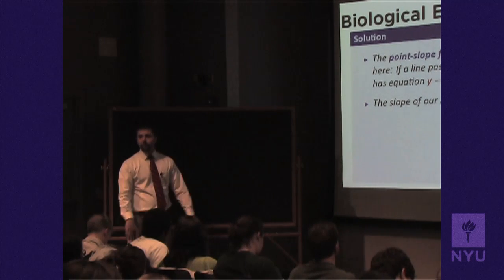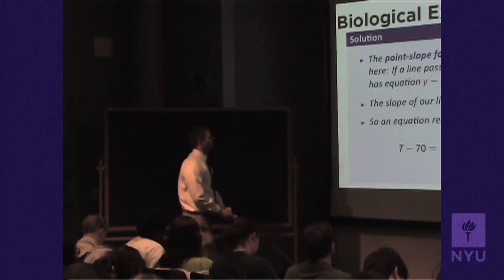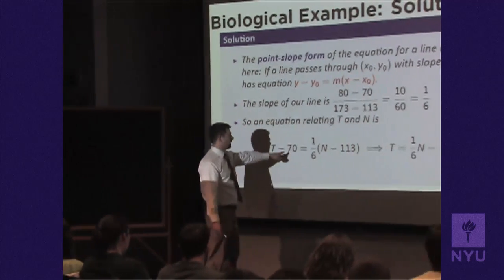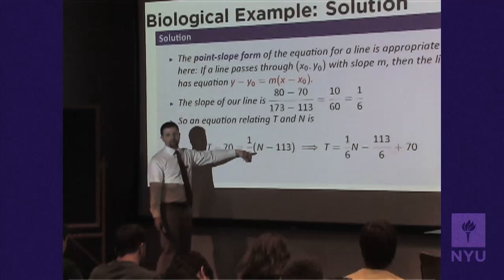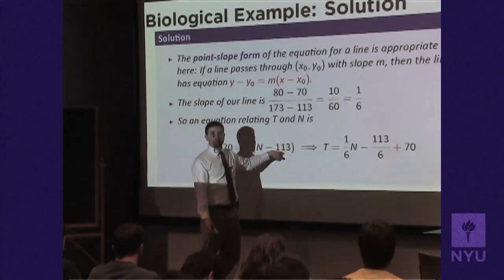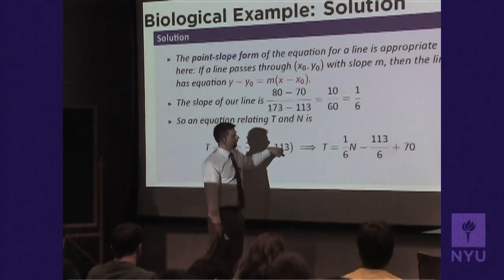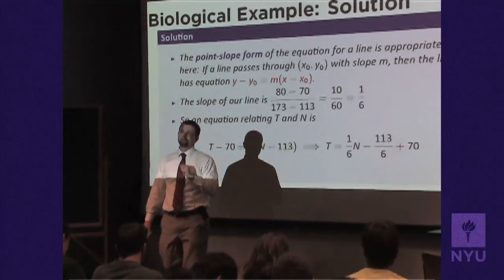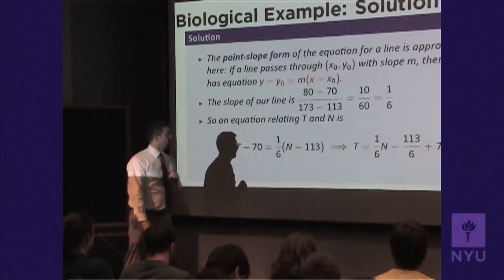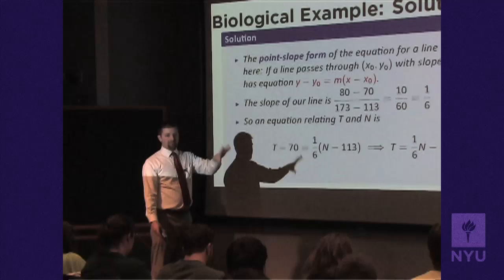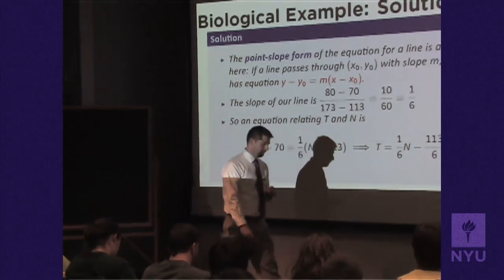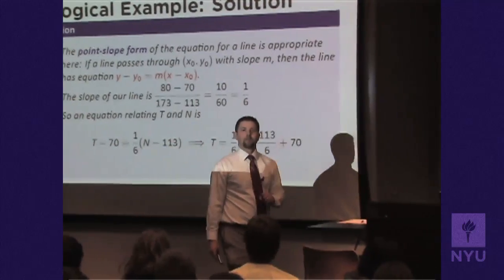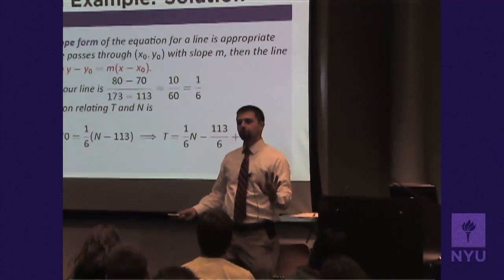And which point should we choose? Well, we can choose either of them, actually. Let's choose the point 113, 70. Temperature minus 70 degrees is 1/6 times chirp rate minus 113 chirps. Okay, and then we would just solve isolating t. T is 1/6 times chirp rate and some constants, minus 113/6 plus 70. Okay, still with me? Good.